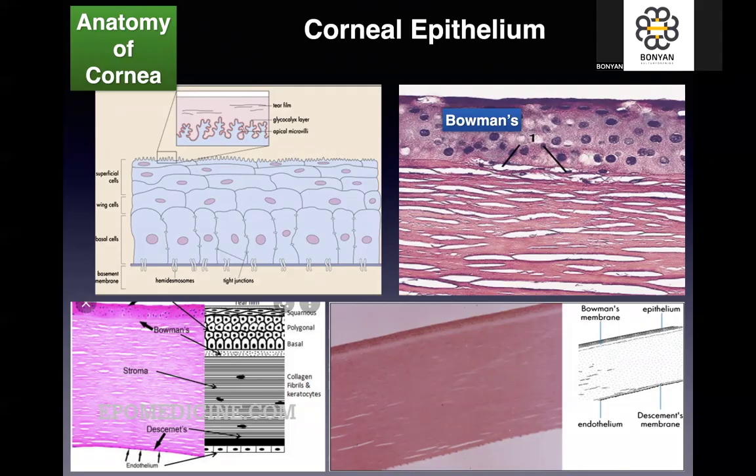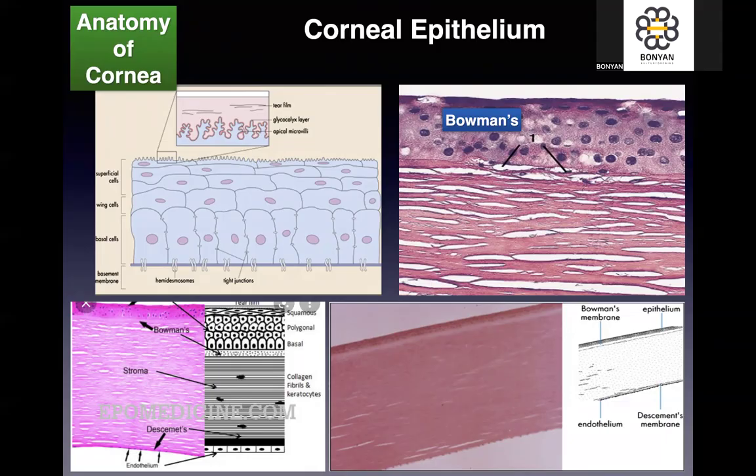And they are non-keratinized because it's very important for the cornea to be transparent. So they keep the corneal surface regular and transparent at the same time to allow the main function of the cornea, which is refraction of the light and vision. So the health of this epithelium is very important for the transparency of the cornea and the refraction of the light as well.